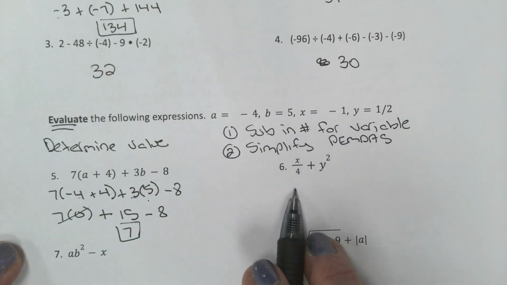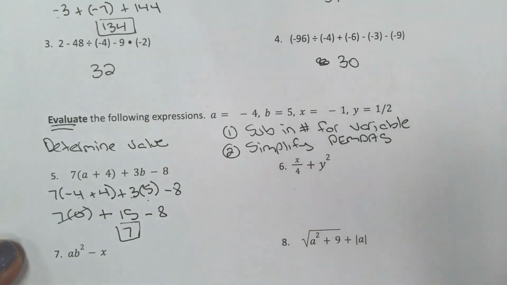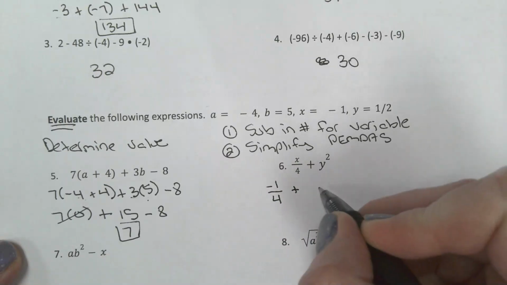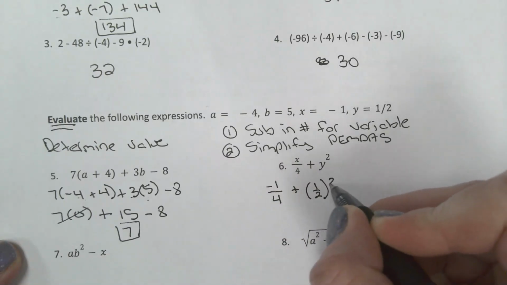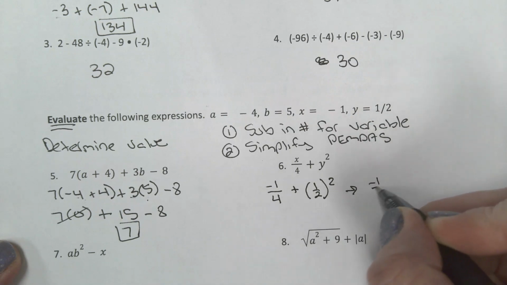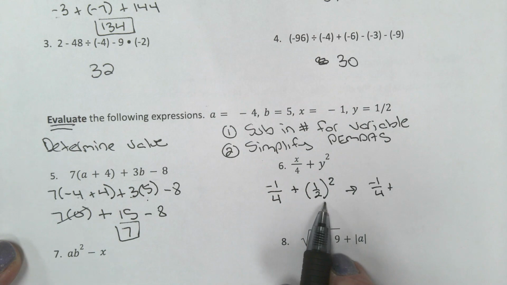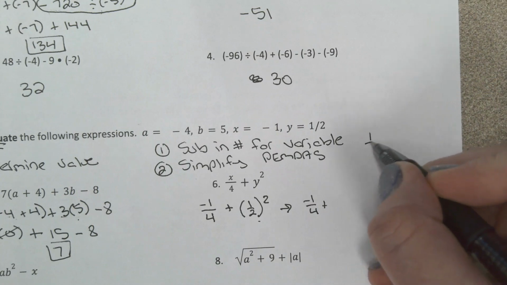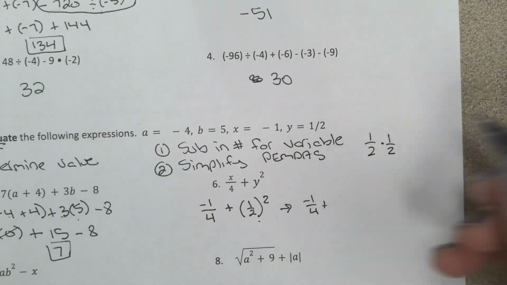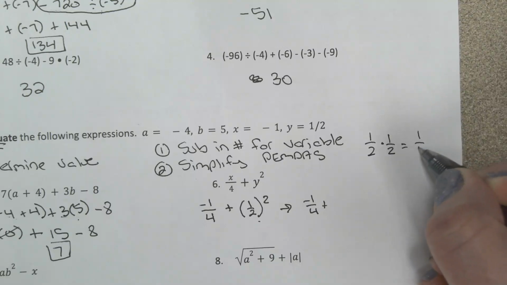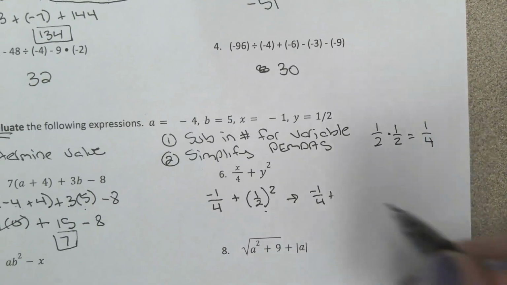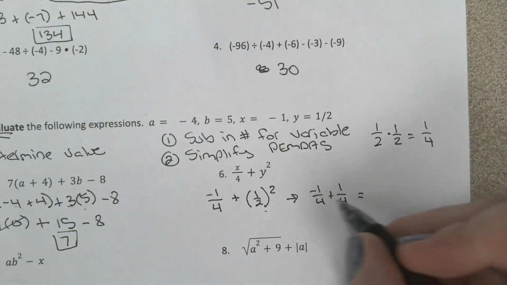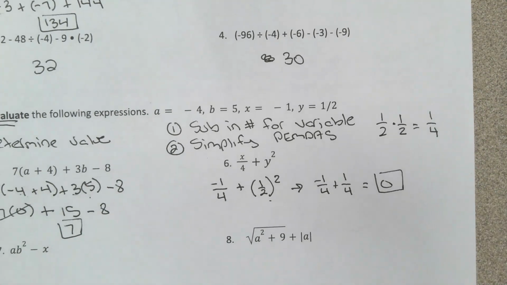All right, here I have x divided by 4. So it says x is -1. So I have -1 divided by 4. Y is 1/2. And I'm going to square that. When you square a number, you simply multiply it by itself. So that means that I'm going to take 1/2 times 1/2. We multiply fractions straight across, and so that is 1/4. -1/4 plus 1/4, those are opposites, and they cancel each other out, and you get 0.